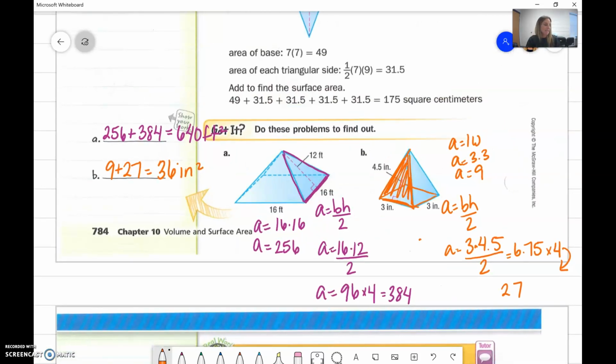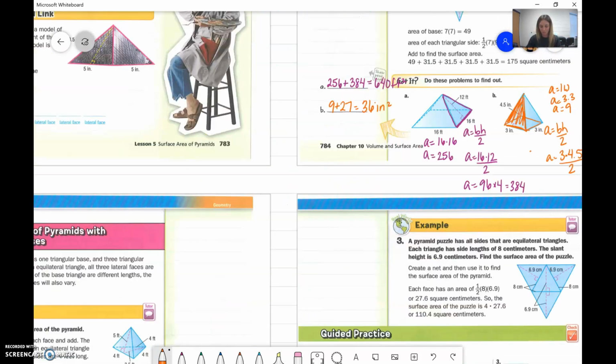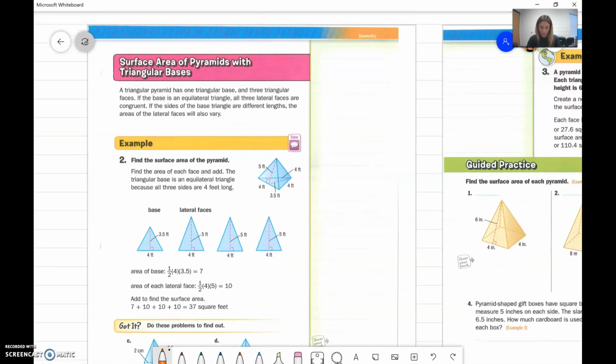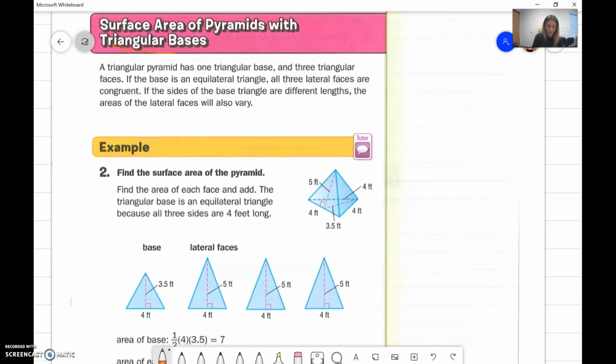Again, this is nothing different than what we did with the prisms, which is why we spent more time on that, because you're doing the exact same thing, except you're just doing it with pyramids. All right, here's the other kicker. Some of the pyramids are going to have a triangular base, okay? Meaning a triangular pyramid with one triangular base and 3 triangular faces.